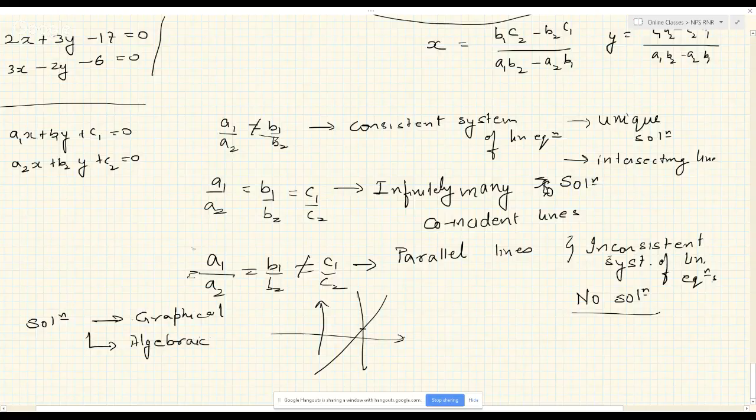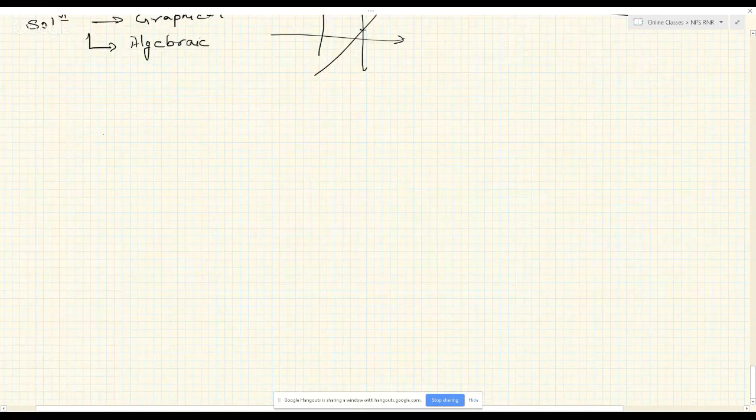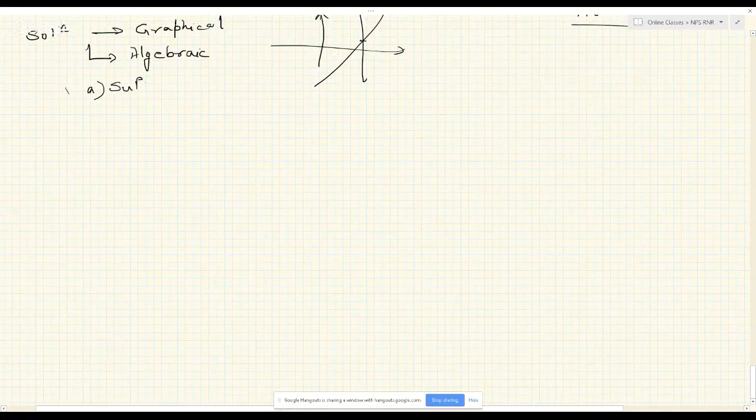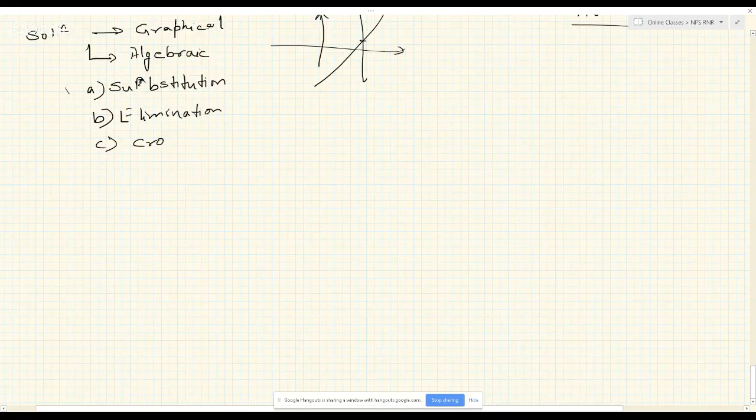Then we had algebraic methods. So what all methods did we learn? First one is substitution. Second one is elimination by equating the coefficients. Then third one we saw is cross multiplication. And then the fourth one was non-linear equations transformed into linear ones.